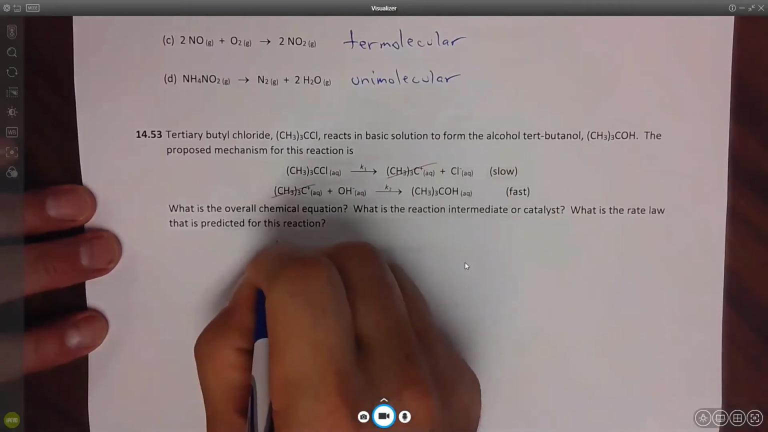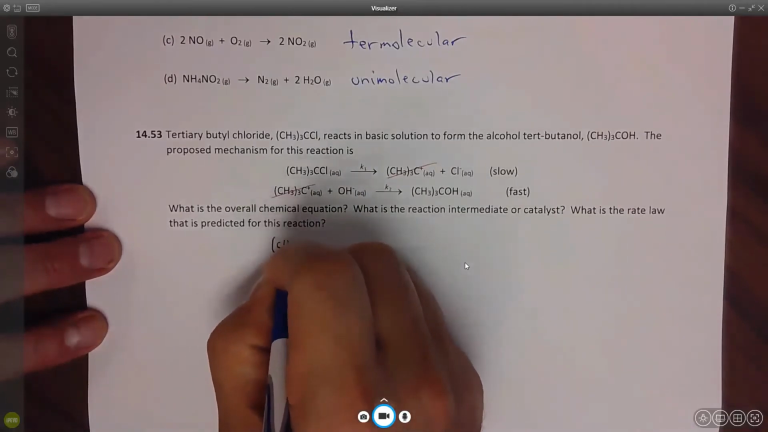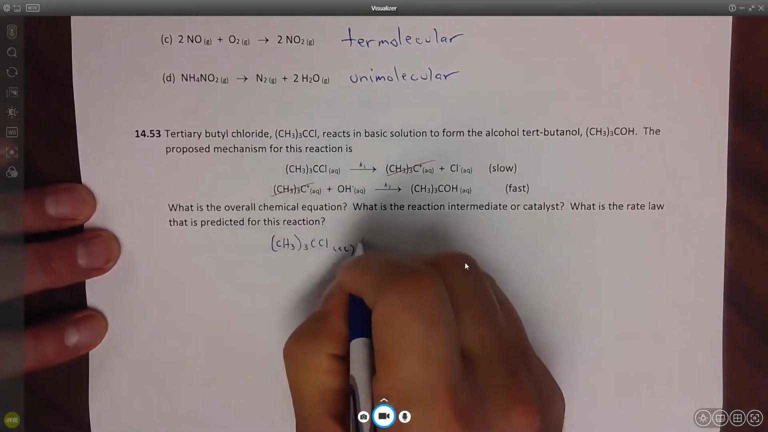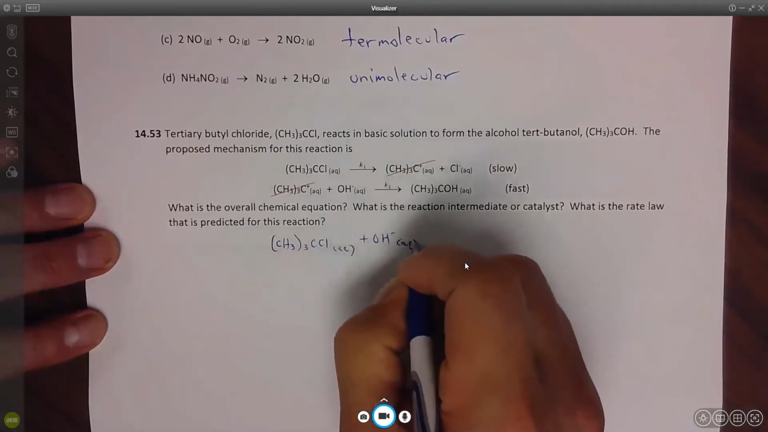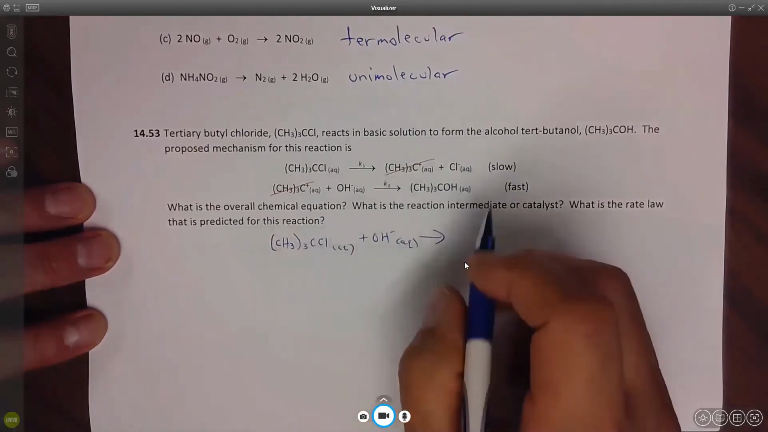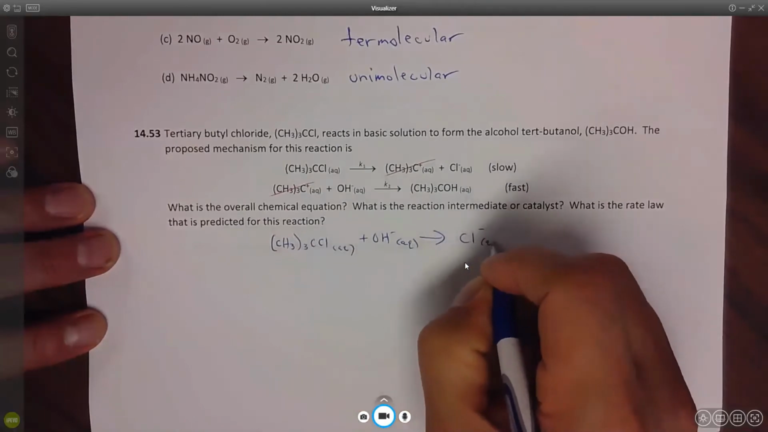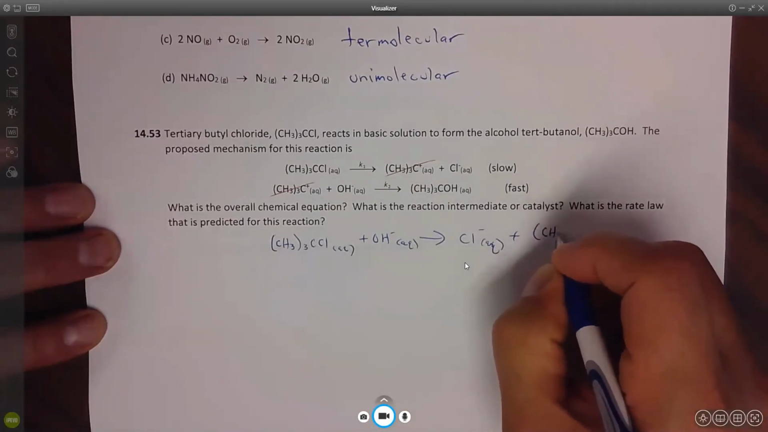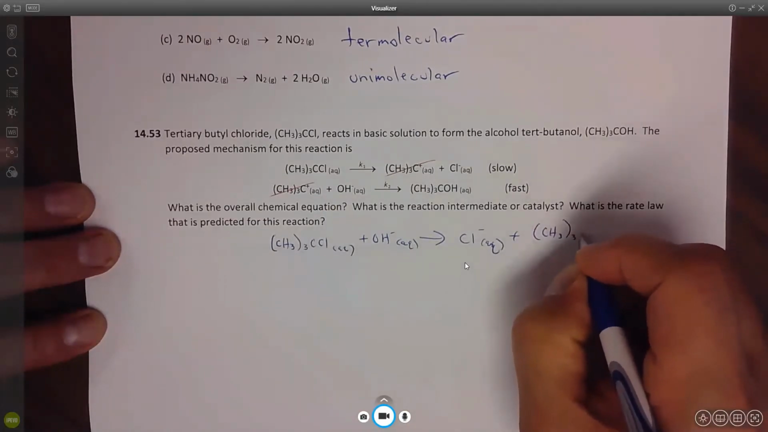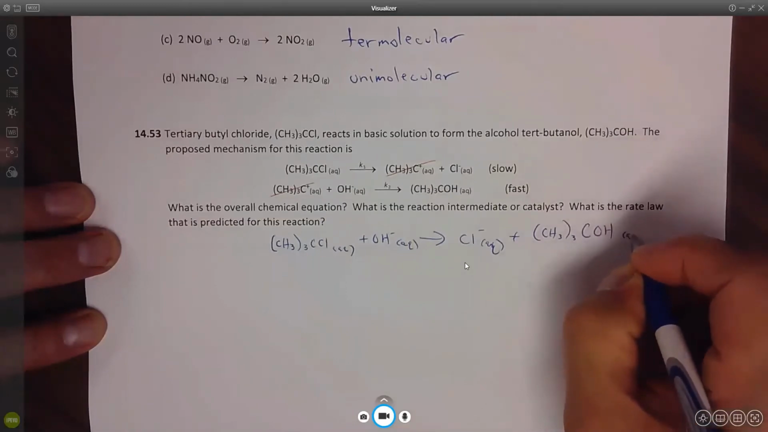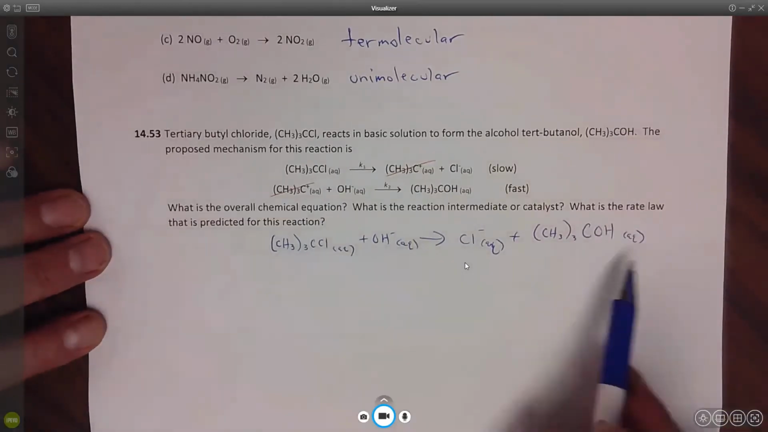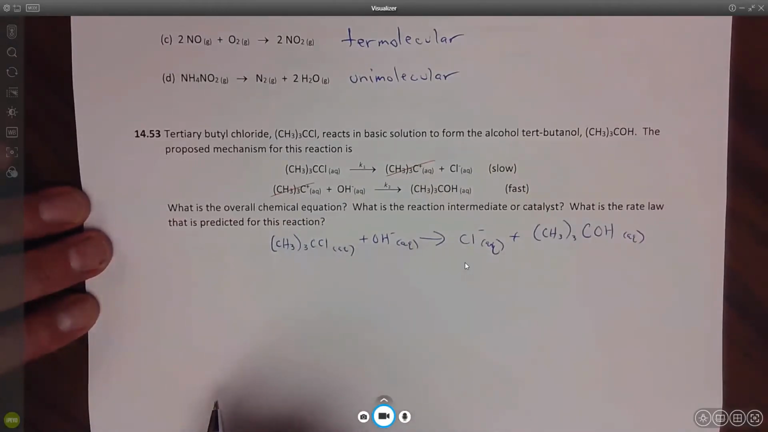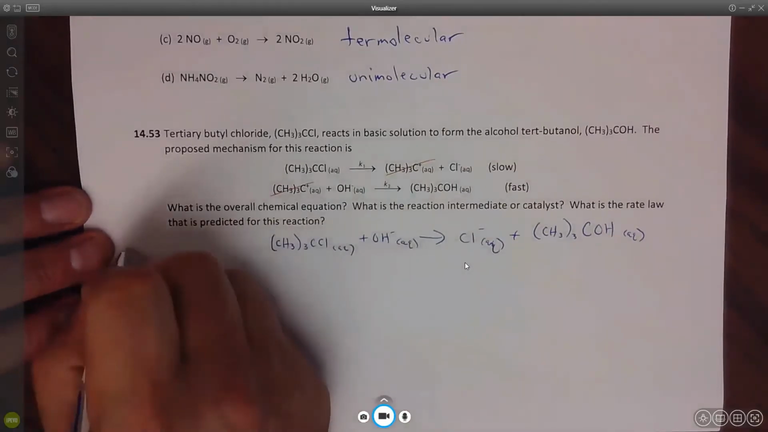Okay, so let's see. What have we got left? So we've got the tert-butyl chloride, we have the hydroxide, and then we have the chloride, and we have the tert-butyl alcohol. Okay, so there's the overall reaction, okay? That's all you do. You cancel out what's similar on both sides and you get your overall reaction.